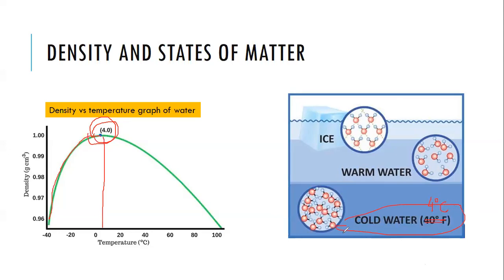So when the water is cold, it has higher density. If you mix it with warm water, the warm water will go up, because its density decreases. If the density is lower, it goes up. We discussed this before. And ice has lower density than warm water and cold water. So basically what I'm trying to say is that the density of water decreases when it gets frozen.